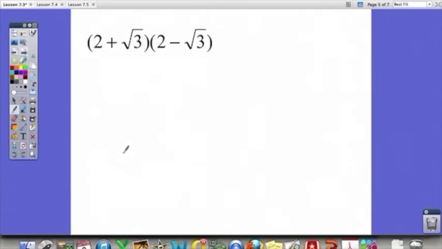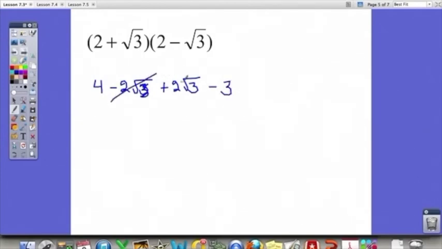Okay, last multiplying one we're going to do, I want you to look at this, and there's a word I want you to be familiar with. See how these are exactly the same except one is a plus, one's a minus? The term for that is conjugates. They're conjugates of each other. Now I want you to see what happens when I FOIL these together. So I've got first, outside, inside, and I don't know why I put a 5 there instead of a 3, last.